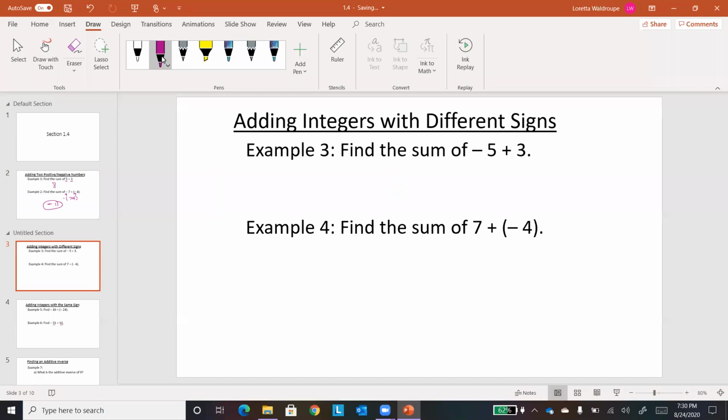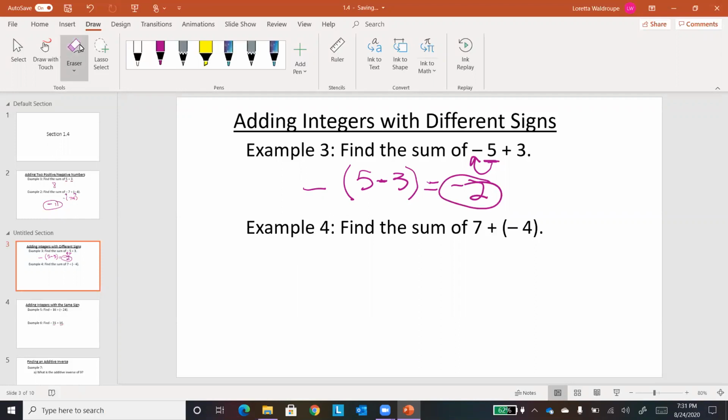Okay? When you have one of each, you look at the sign of the bigger number. 5 is bigger than 3. The sign on the 5 is negative, so I know my answer is negative. And then you always subtract the smaller from the bigger. So 5 minus 3 is 2, and I keep my negative sign.